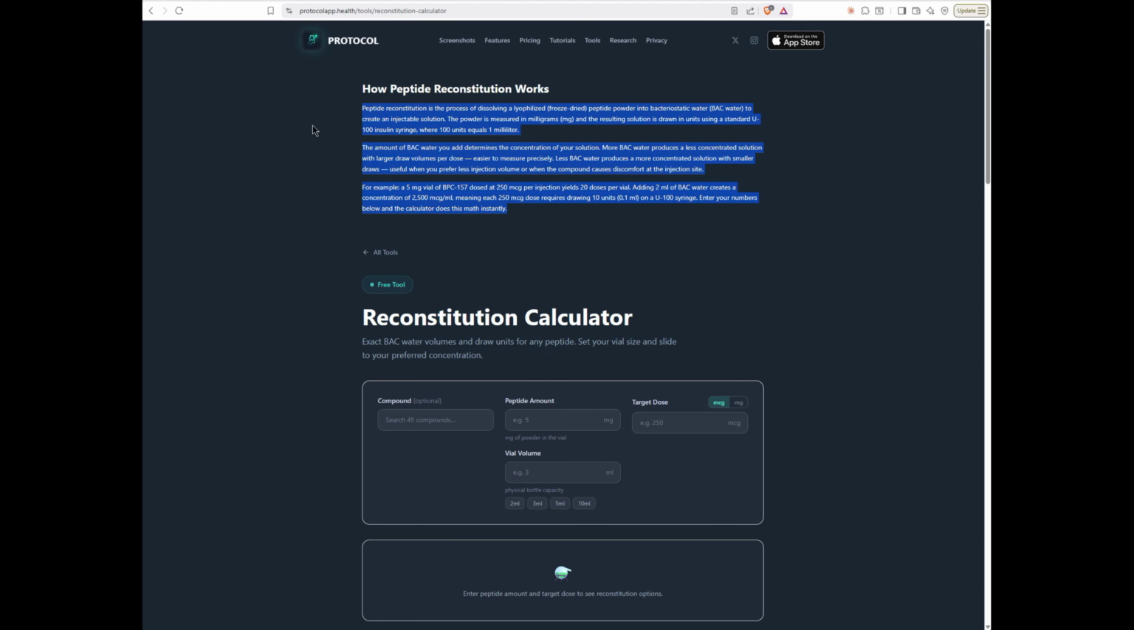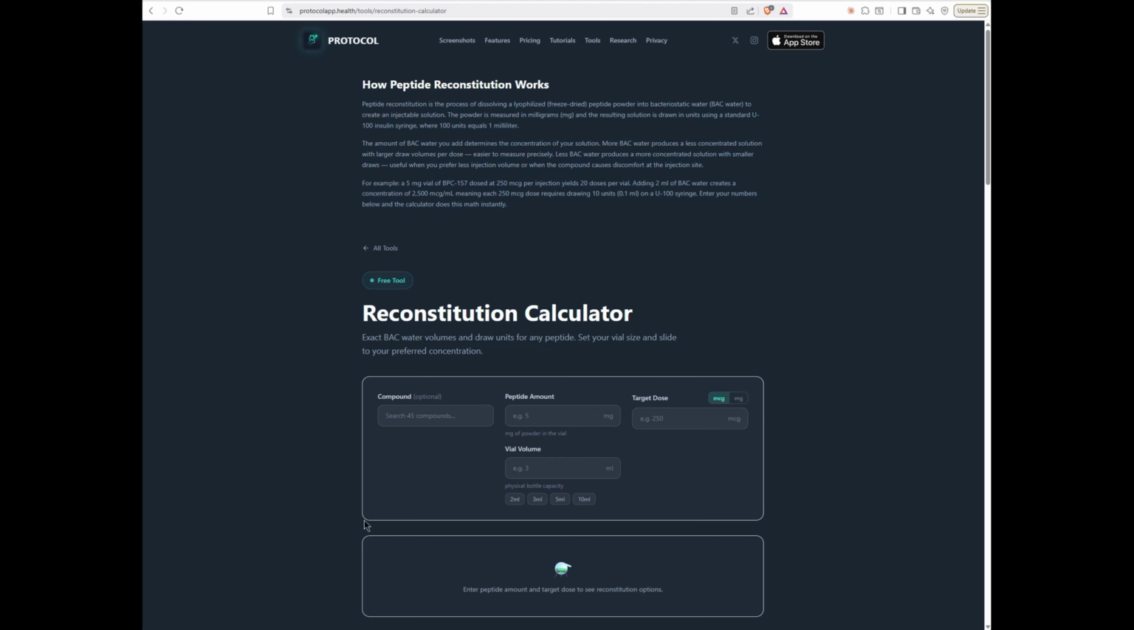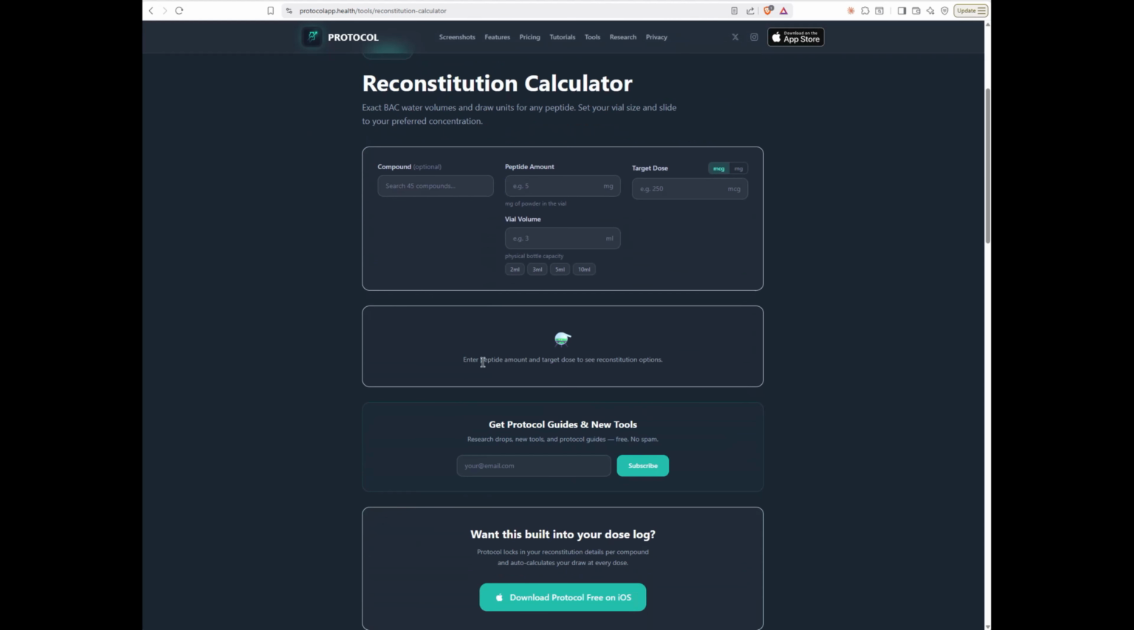More water means a lower concentration and a larger draw per dose, easier to measure. Less water means a higher concentration and a smaller draw, better if you want to minimize injection volume. Now let's use the calculator to find the right number for your setup.